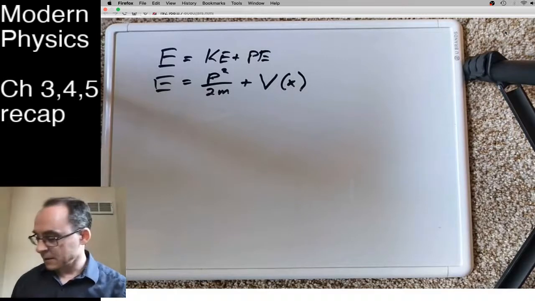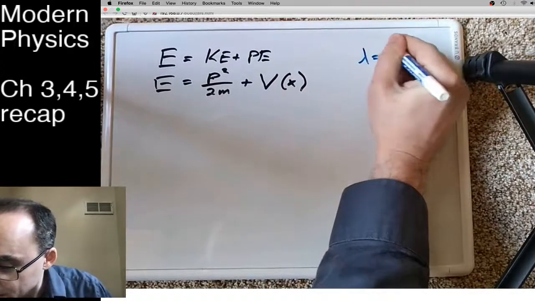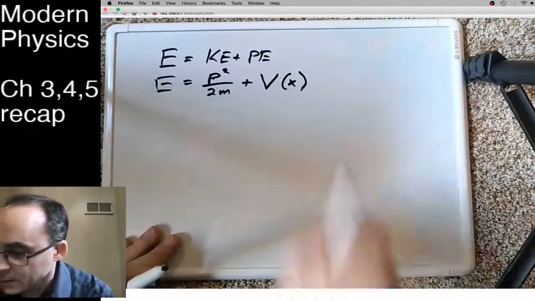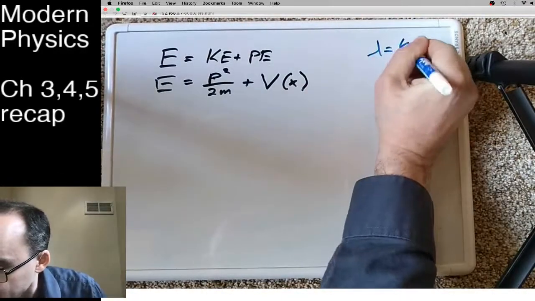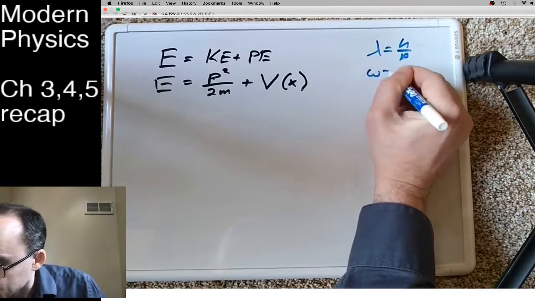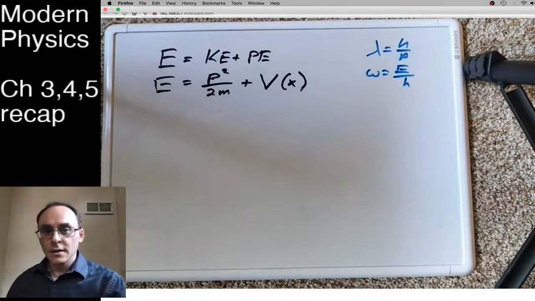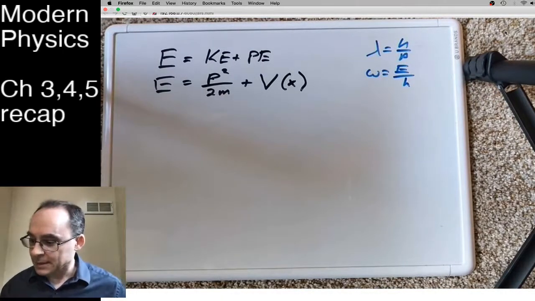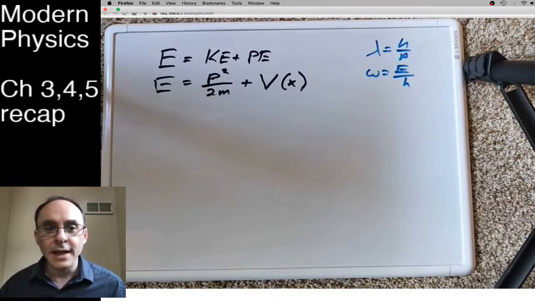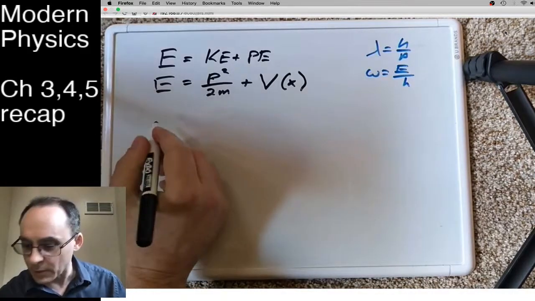Now, if we combine this with the de Broglie relations, which, remember, say that the wavelength is h over p, and omega is E over h, let's see where this gets us. I'm actually going to flip this around and substitute back in for energy and momentum. Where I have total energy here, I'm going to write h omega.